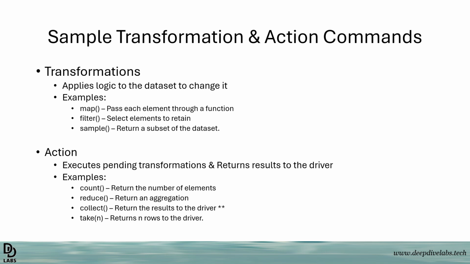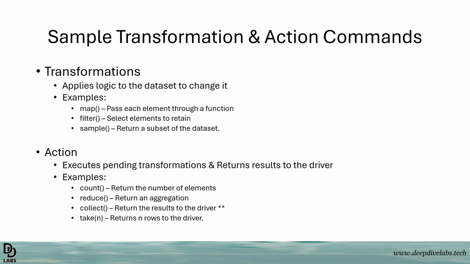So here are some sample transformation and action commands. We will see some of them when we start coding it. Here I have just listed it. So transformation, as we have seen, applies logic to the data set to change it. Some of the examples are map, which passes every element through a function, very similar to your data frame map. You can filter certain elements, or sample, which returns just a subset of the data set, etc. These are transformations. Whereas an action executes all the pending transformations and returns the results to the driver.